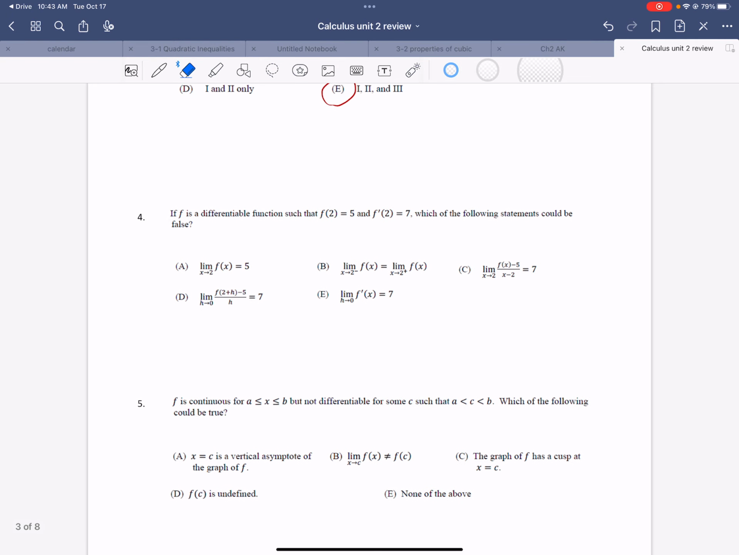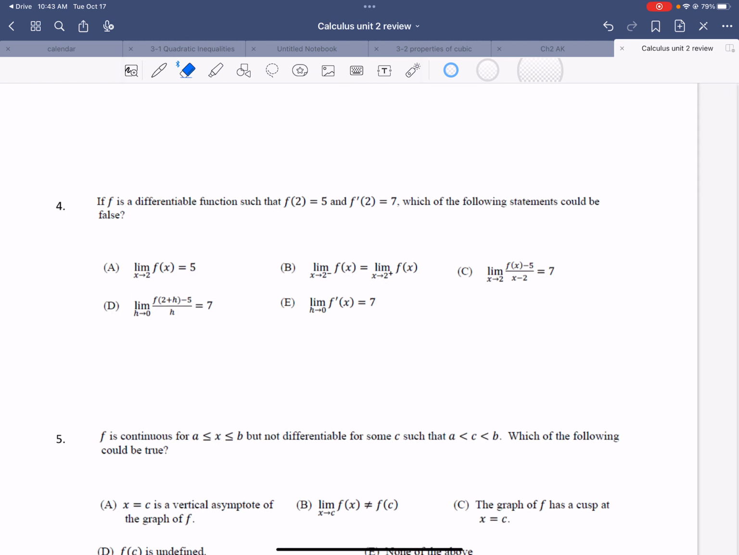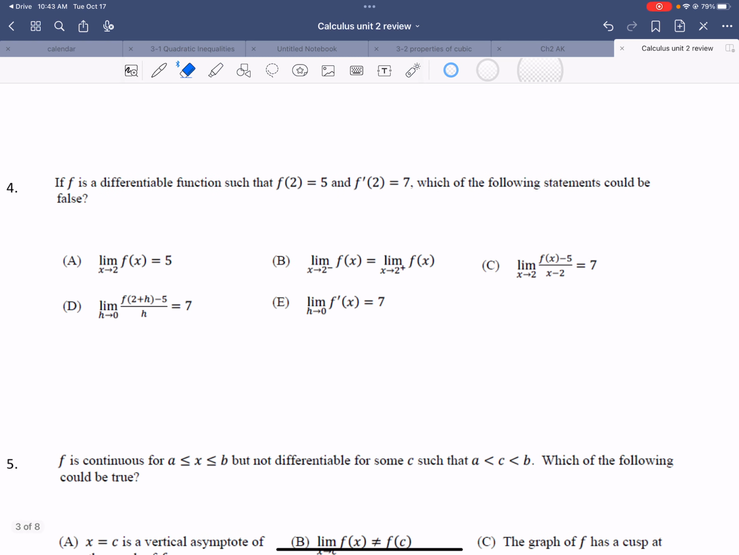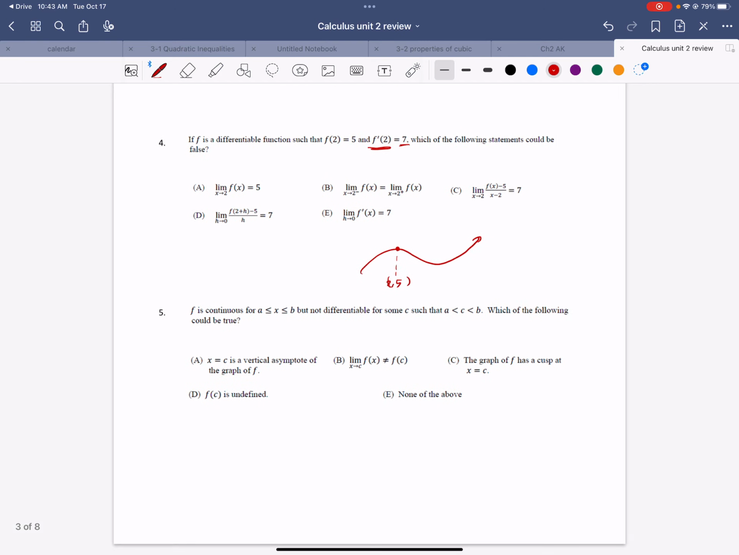Let's look at number 4 and 5. It's going to be the same thing, I guess. If f is differentiable such that f of 2, when x is equal to 2, y is equal to 5. So you have a graph like this. That's a 2, 5. And if you derive it, y is equal to 7, which means the slope is going to be 7. That's what it means, okay? So which one could be false? Well, try your best on this one, okay? And try number 5 by yourself.